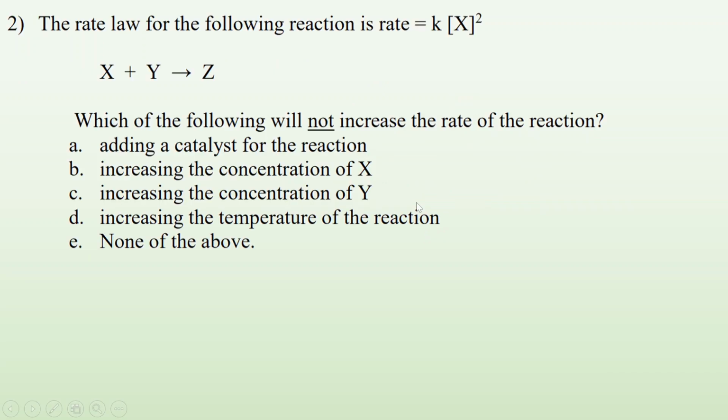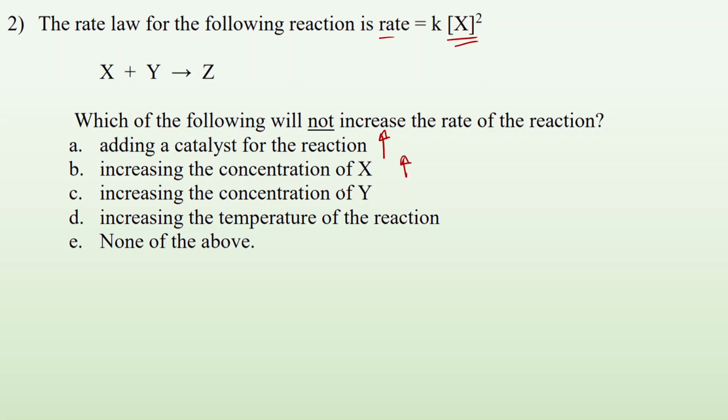And number two, the rate law for the following reaction is this: rate equals k times X squared. Which of the following will not increase the rate of reaction? Let's see, adding a catalyst for the reaction, well, that's going to increase the rate, right? Increasing the concentration of X, well, we know that the rate is proportional to X to some power, so increasing X will increase the rate.